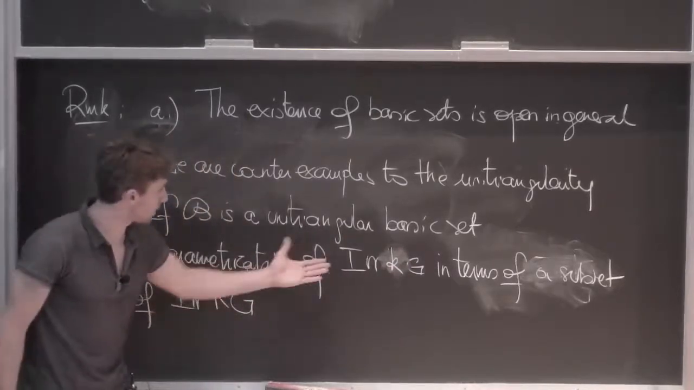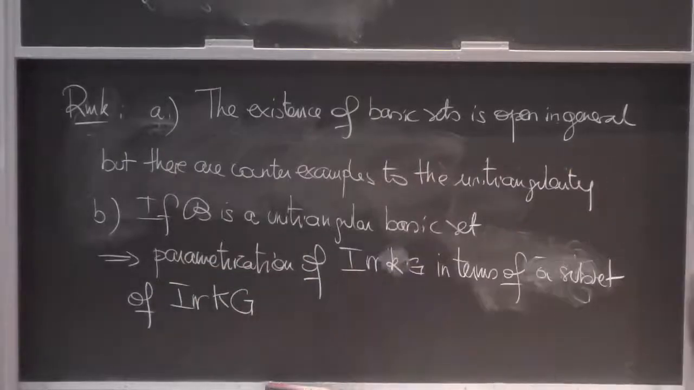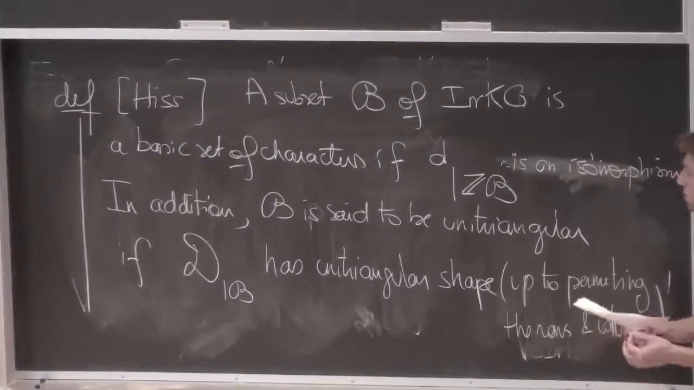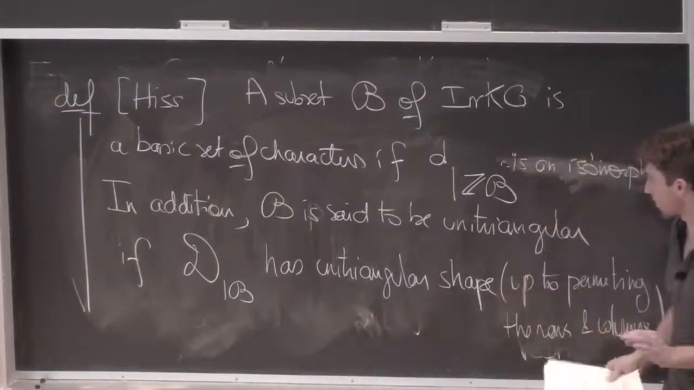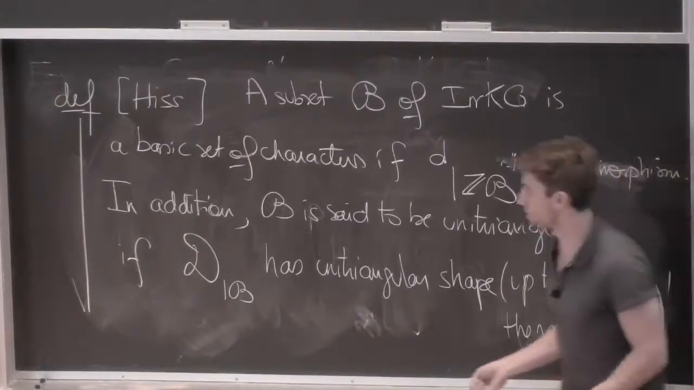If you take any basic set, since the decomposition map is just an isomorphism, you know that you have the same number of elements in the basis, but you have no direct way to define a bijection between the bases. But if it has unitriangular shape, there is a canonical way to do it, and that's very important.